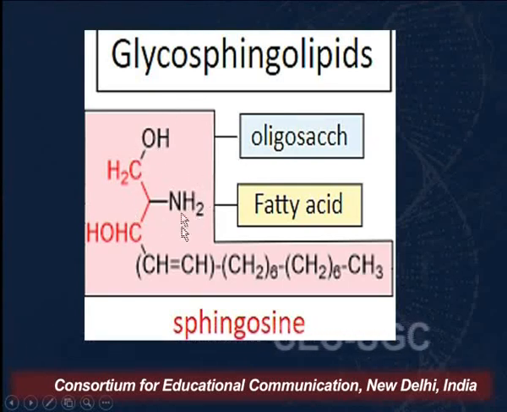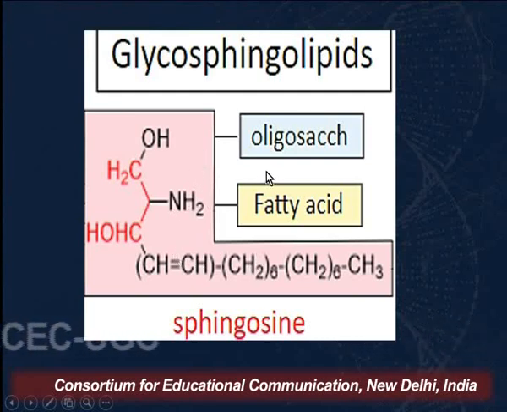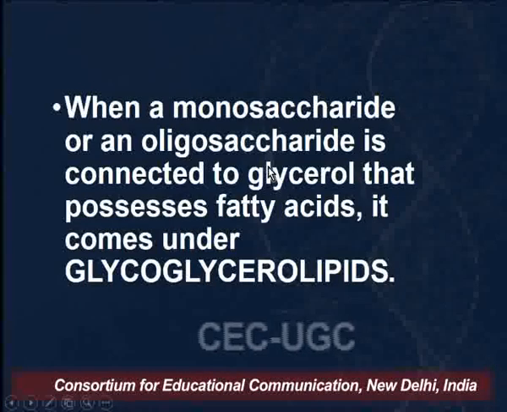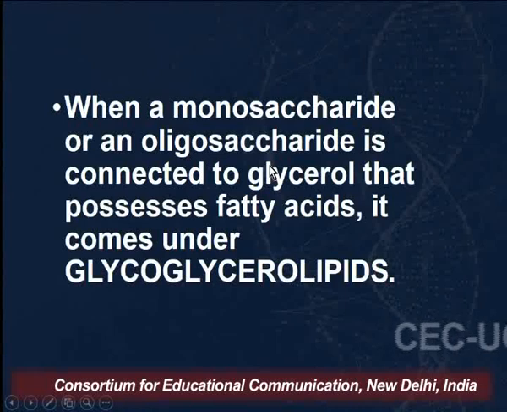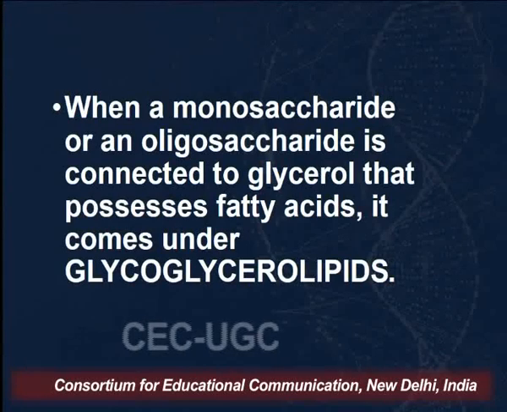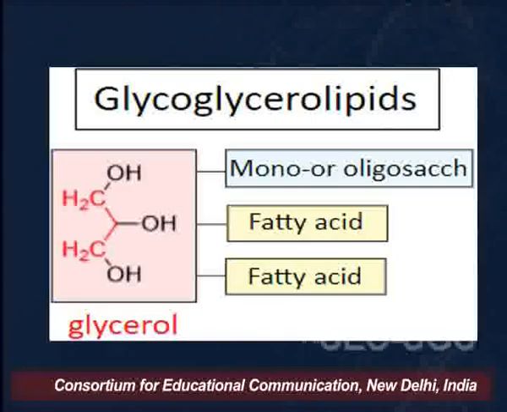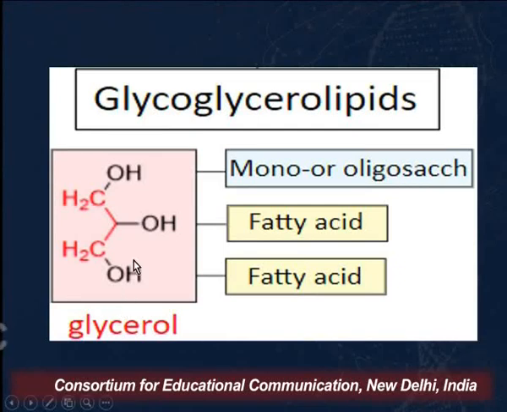So in case the molecule is sphingosine, it should immediately come to your mind that it is an example of a sphingolipid. And when a monosaccharide or an oligosaccharide is connected to a glycerol that possesses fatty acids, then what we get here is glycerolipids. So in glycoglycerolipids, what is the backbone here? It is glycerol. Whereas in glycosphingolipids, the backbone was sphingosine. That is the difference between these two classifications.